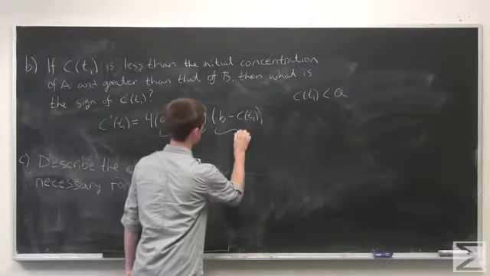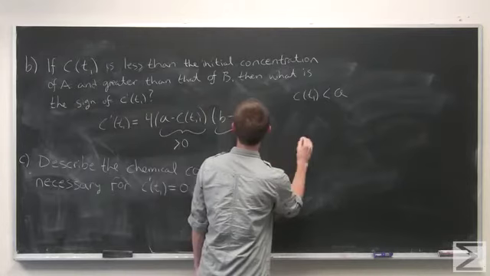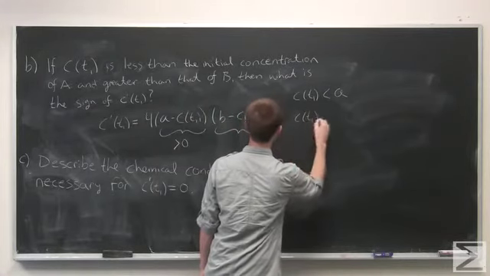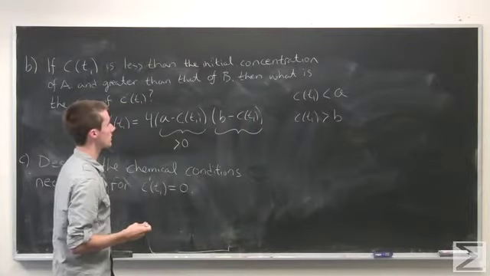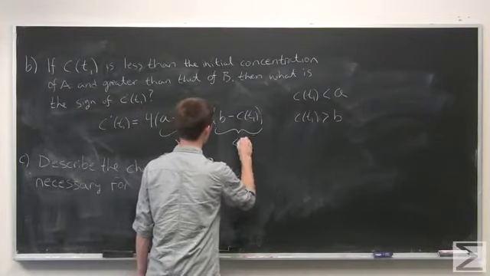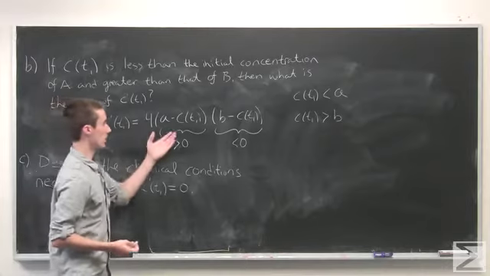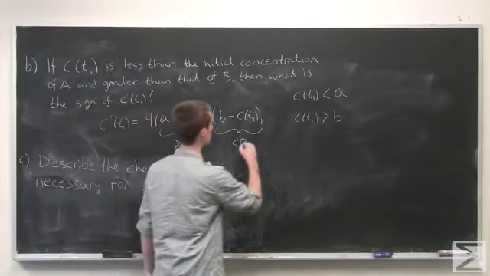Now, similarly, we can look at the second part here, and we know that C of T1 is greater than the concentration of B. So we know that B minus C of T1 is going to be less than 0. So we have a positive number times a positive number times a negative number, which will give us a negative number.